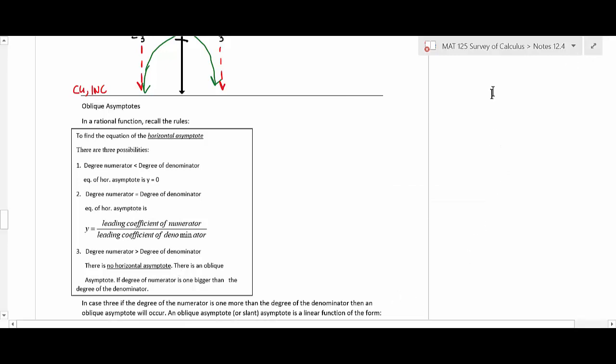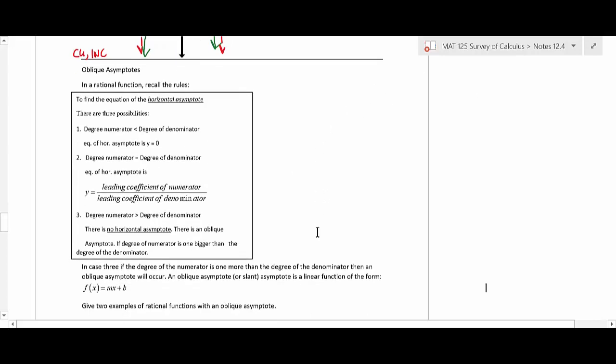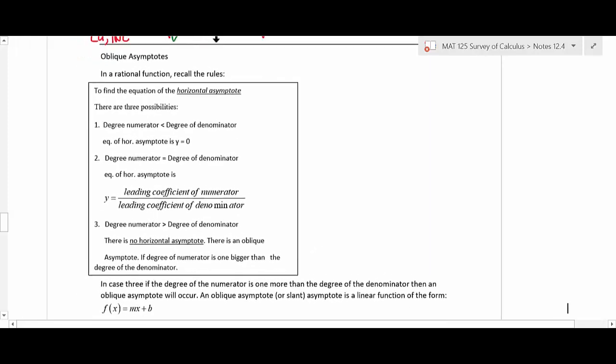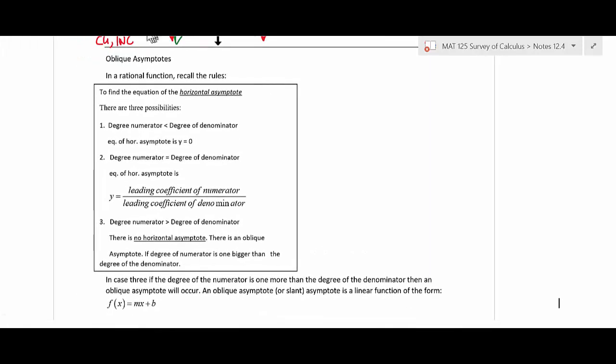Asymptotes then. Okay, so we've already talked about asymptotes. We haven't done much with oblique asymptotes yet, so I'm going to go through that a little bit. So just to review, first of all, let's write down an example of each one.